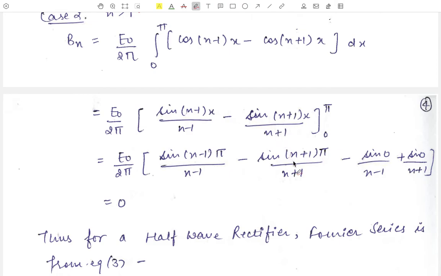Putting the limits here, we get sin of (n minus 1) pi upon n minus 1 minus sin of (n plus 1) pi upon n plus 1, upper limit minus the lower limit, sin of 0 upon n minus 1 minus sin of 0 upon n plus 1. The lower limit terms are 0, and the upper limit terms are also 0, because sin of n pi is always 0. Therefore, the whole value comes out to be 0. So this is the value of the third Fourier coefficient bn.